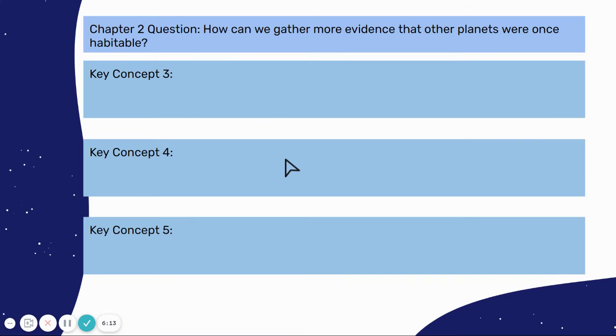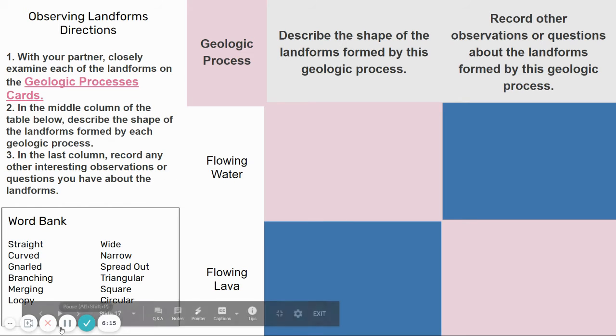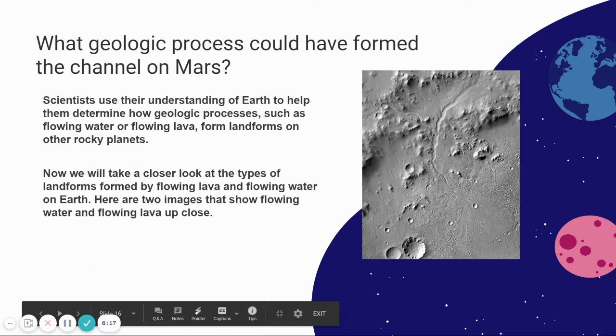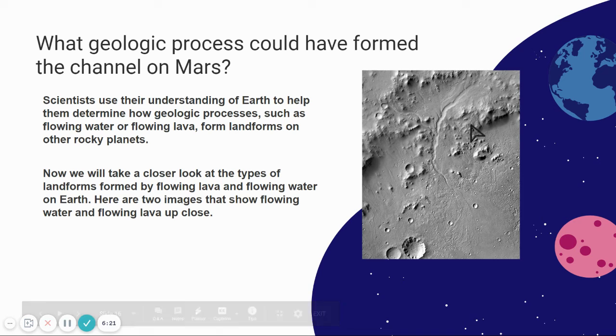So what you're going to do on slide 16 is look at what geologic process could have formed the channel on Mars. Scientists use their understanding of Earth to help determine how geologic processes, such as flowing water or flowing lava, form landforms on other rocky planets. We're going to take a closer look at the landforms formed by flowing lava and water on Earth.